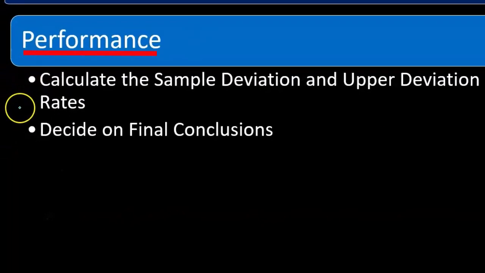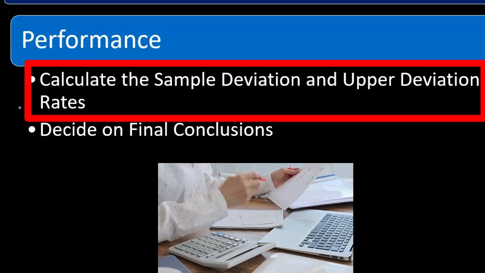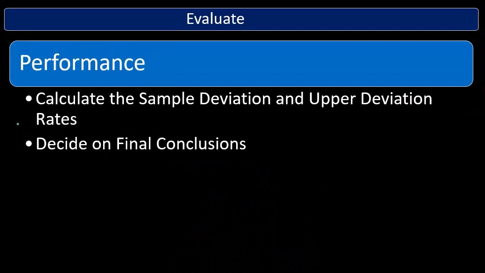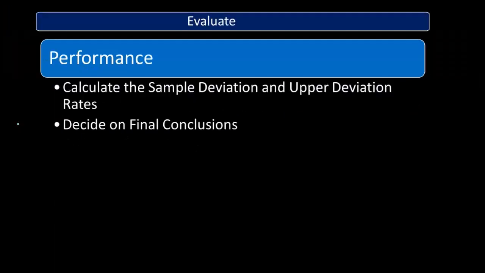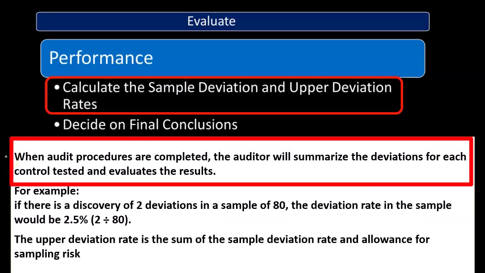So within the evaluation section, we're going to perform the tasks of calculating the sample deviation and upper deviation rates and deciding the final conclusion. So we're going to come to a conclusion on the results here. Let's go into these in more depth. Calculate the sample deviation and upper deviation rates. When audit procedures are completed, the auditor will summarize the deviations for each control tested and evaluate the results.